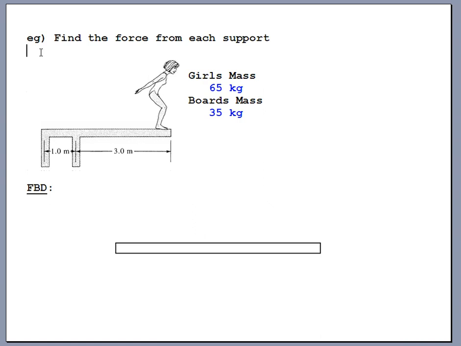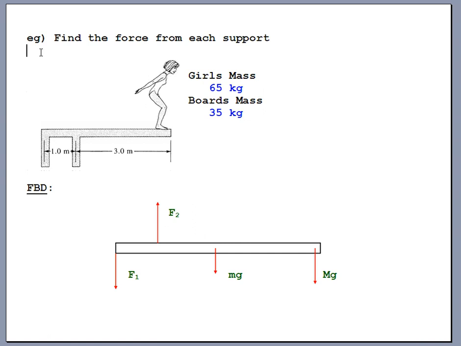Clearly her feet are going to push down, and the weight of the board will be down. What happens at the supports is a little bit interesting the first time you see it. It turns out one force is actually up and the other one is down. The force at the very left side of the board is actually a downward force on this cantilever, stopping the board from flipping and dropping the swimmer into the pool.